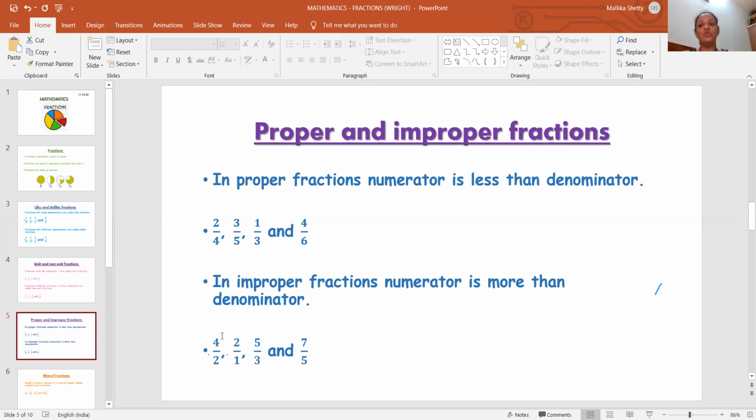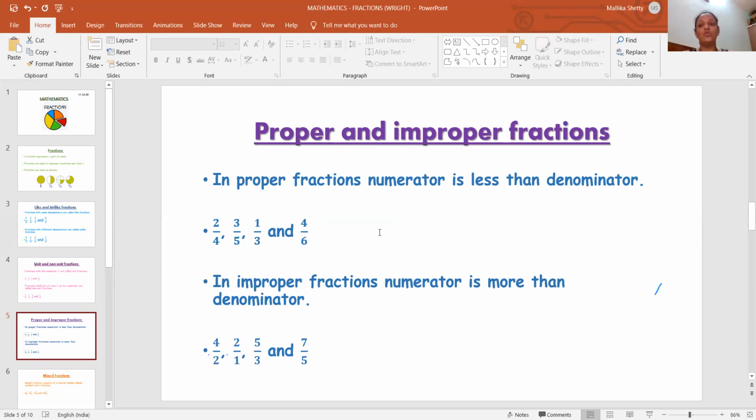For example, a proper fraction has numerator less than denominator. An improper fraction has numerator more than the denominator. So 2 by 1 is an improper fraction, and 7 by 5 is also an improper fraction. For example, I have an image of a fraction. Let us take a proper one.